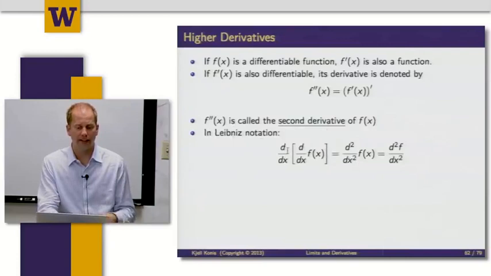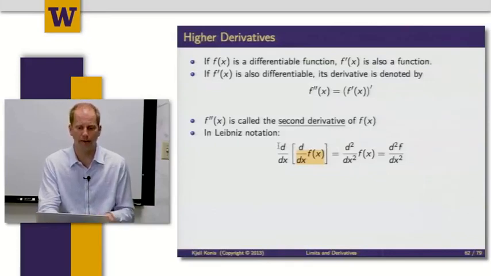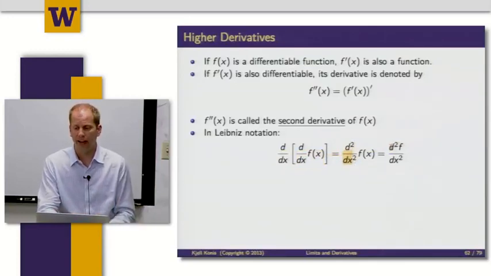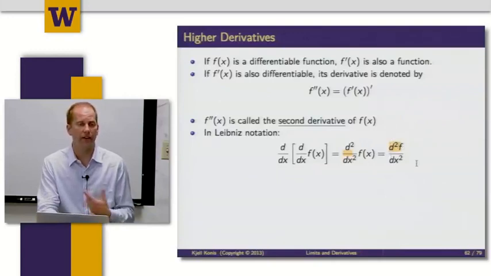And I can also write it in Leibniz notation. So I take the first derivative of f of x. I think of this thing in the square brackets as a function, and I take that function's derivative one more time with respect to x. I can write this d squared over dx squared to mean take the second derivative in one step. And I can also use this notation, d squared f over dx squared, to mean the function that is the second derivative of f of x.